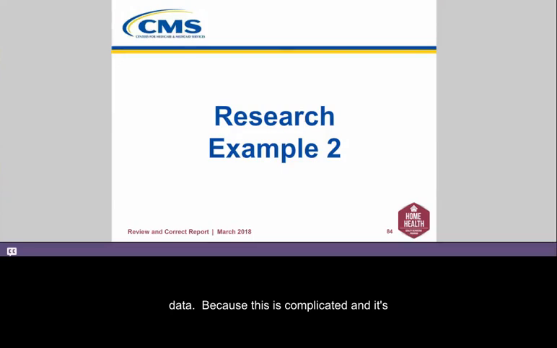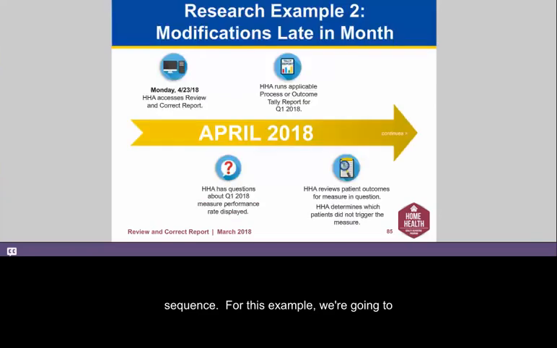Because this is complicated and it's difficult to follow, let's take another example and walk it through, again, slowly and carefully, so that you can see how it falls together in sequence. For this example, we're going to look at modifications that were made late in the month. We'll begin with a Monday, April 23rd.